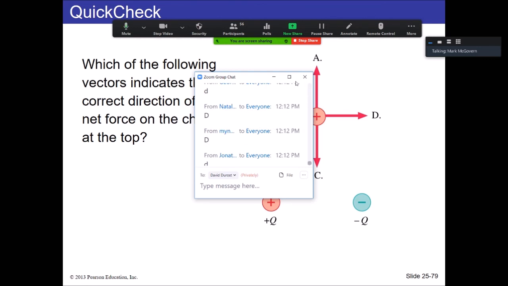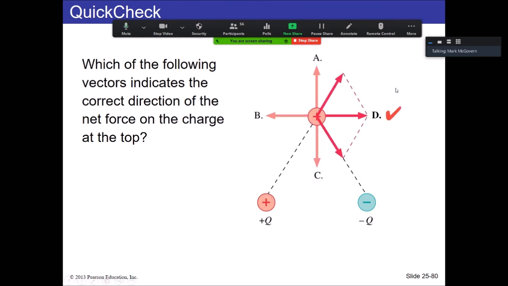D's, huh? Okay, all right. D's right. D is right because, now check this out. This is good stuff right here. Yes, a repulsive force from positive Q up and to the right. An attractive force from negative Q down and to the right. Now guess what happens here though?